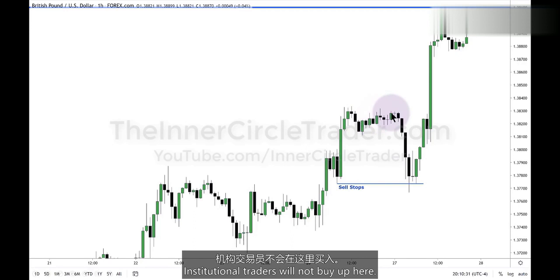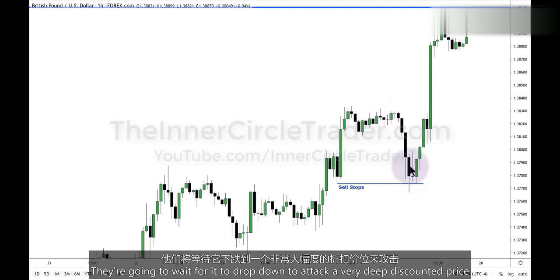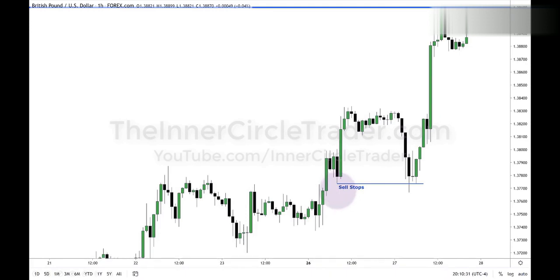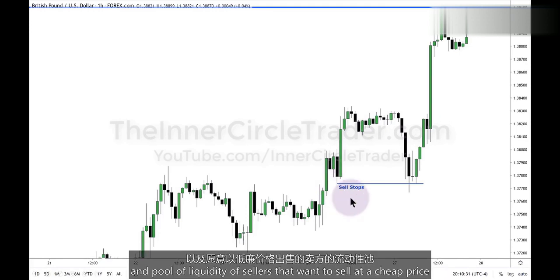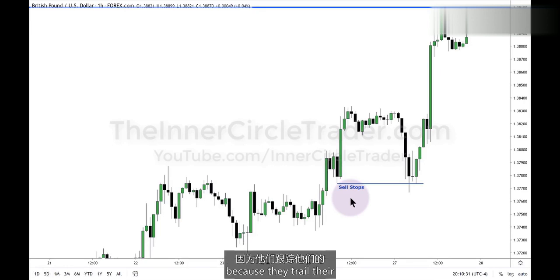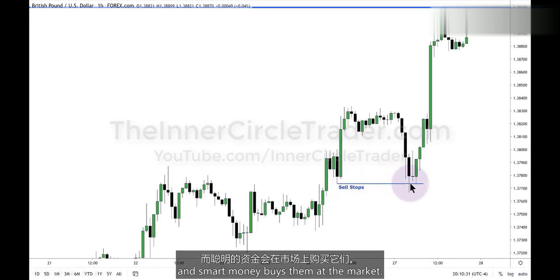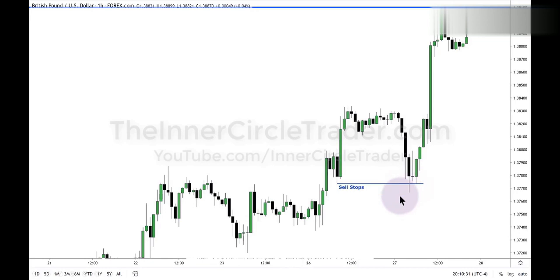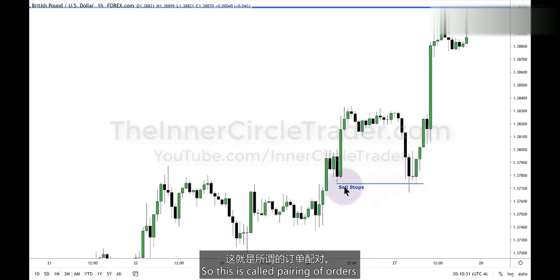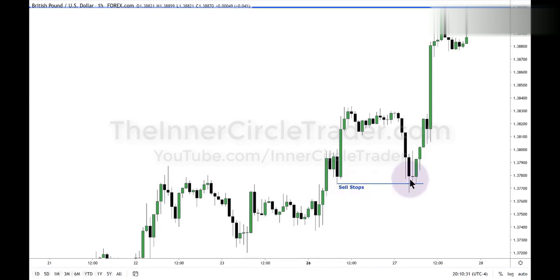Institutional traders will not buy up here. They're going to wait for it to drop down to attack a very deep discounted price and pool of liquidity of sellers that want to sell at a cheap price because they trail their stop loss up there. So these sell stops flood the market with sell orders, and smart money buys them at the market. So it goes right in here and buys them. So this is called pairing of orders. The market hits this, and then price rallies.